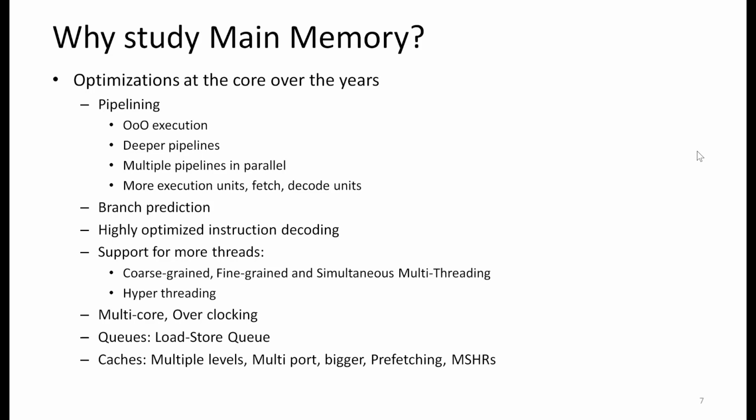Now, if that is the case, why would I still need to look at the main memory? Aren't we getting the best performance that we can using the best possible core and caches? Let's try to answer that.